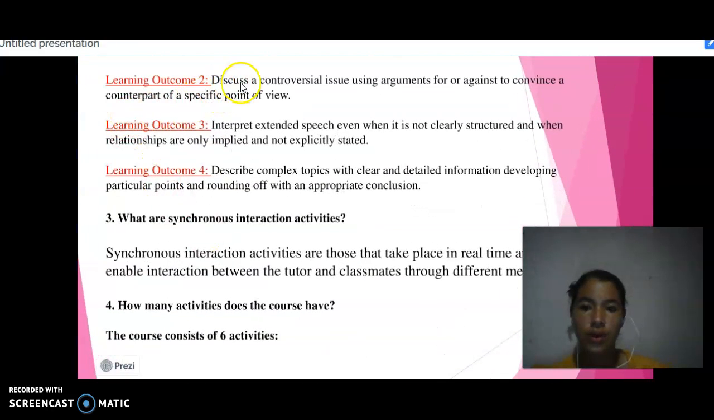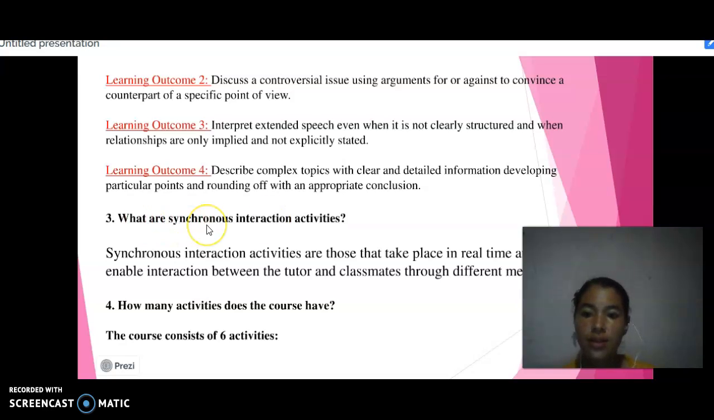Learning outcome 2: Discuss controversial issues using arguments for or against to convince the counterpart of a specific point of view. Learning outcome 3: Interpret speech even when it is not clearly structured and when relations are only implied and not explicitly stated. Learning outcome 4: Describe complex topics, detailing information, developing particular points and rounding off with appropriate conclusions.